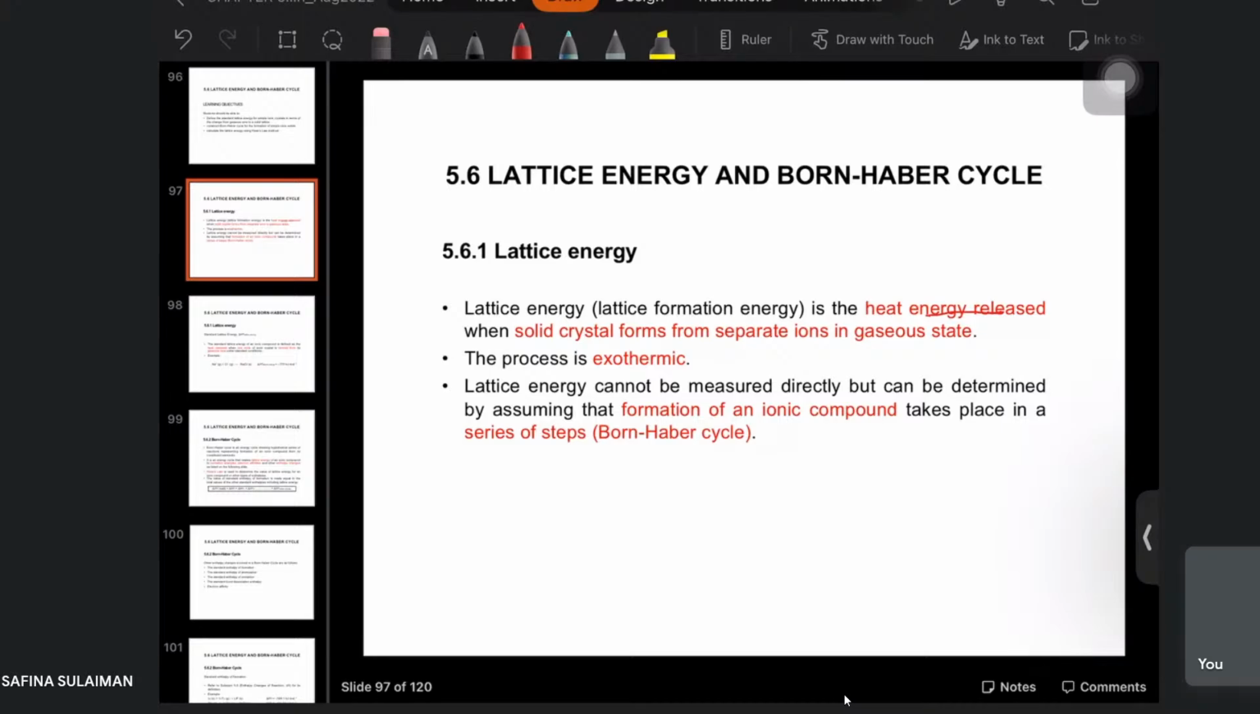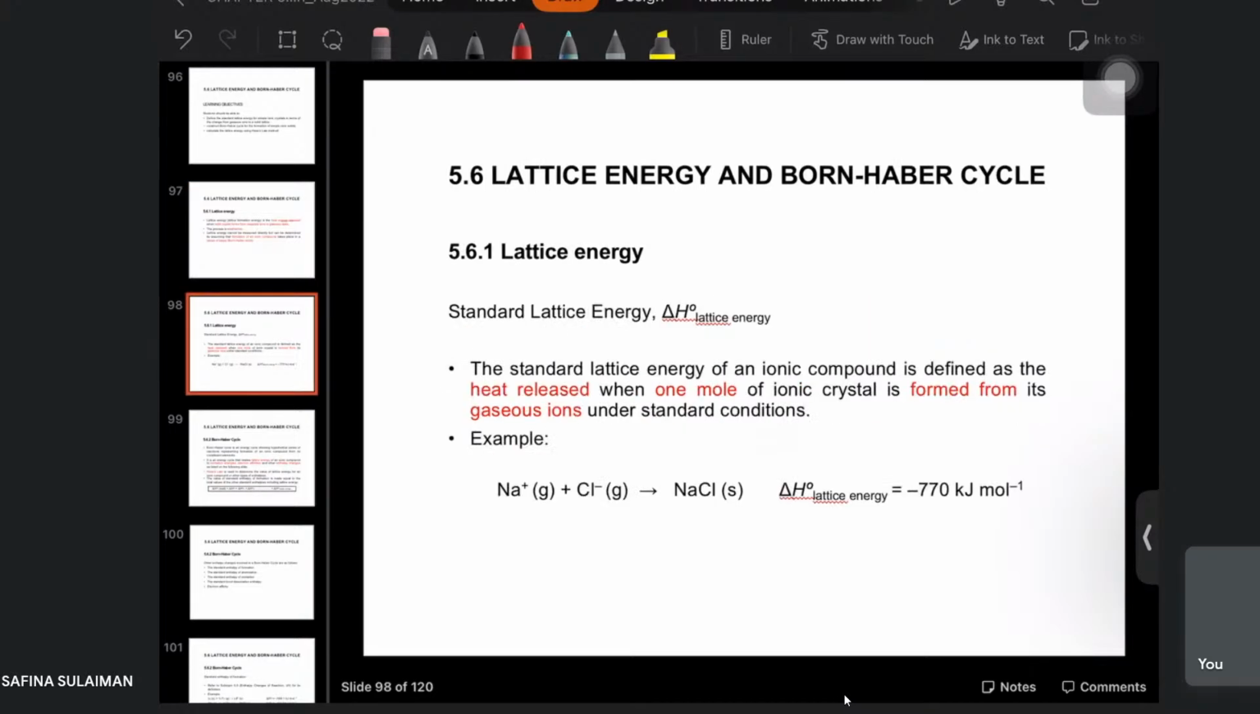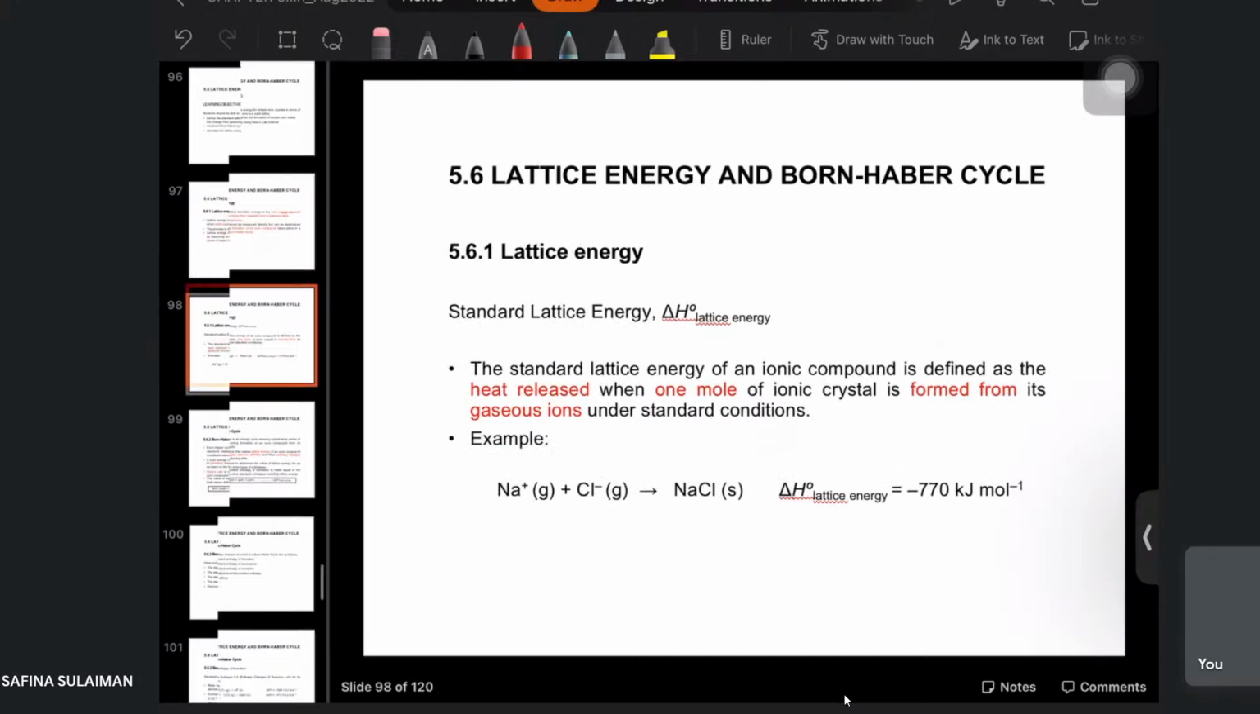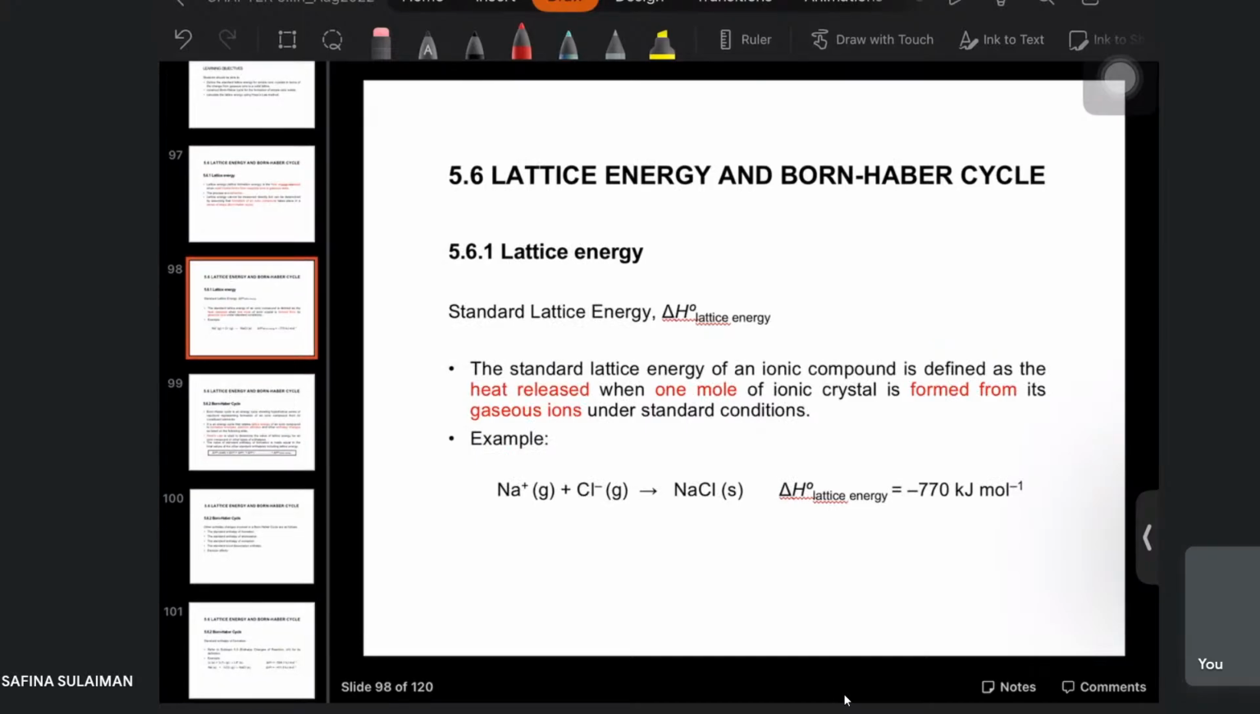Okay, so the process is exothermic, and the lattice energy cannot be measured directly but can be determined by assuming the formation of an ionic compound takes place in a series of steps, the Born-Haber cycle. The standard lattice energy of an ionic compound is defined as the heat release when 1 mole of ionic crystal is formed from its gaseous ions under standard condition.